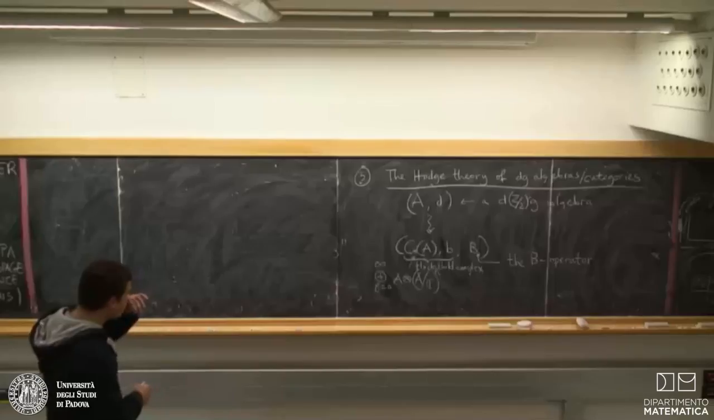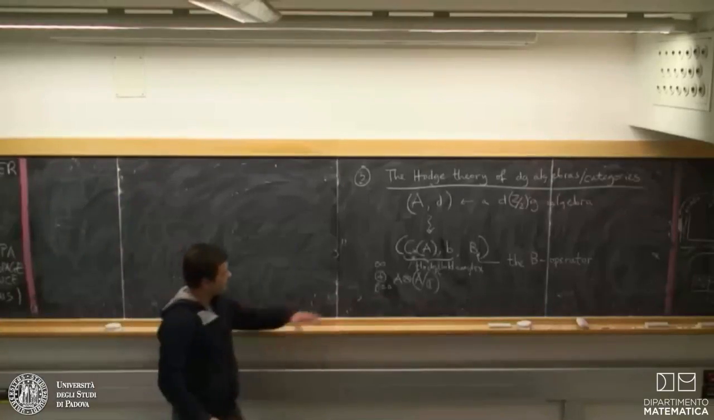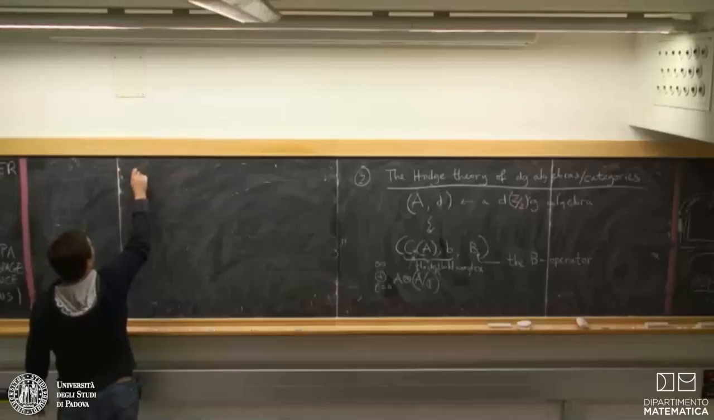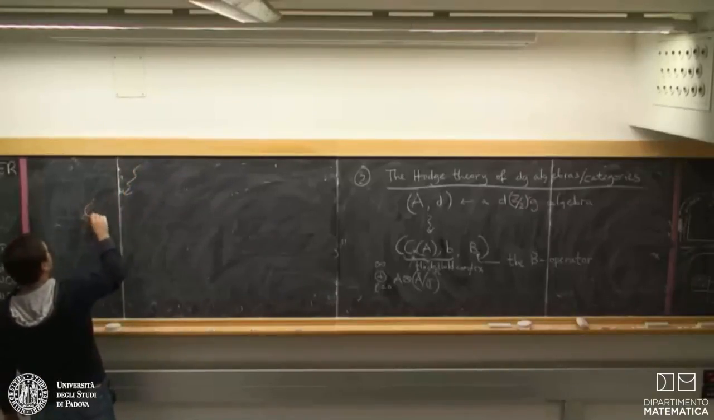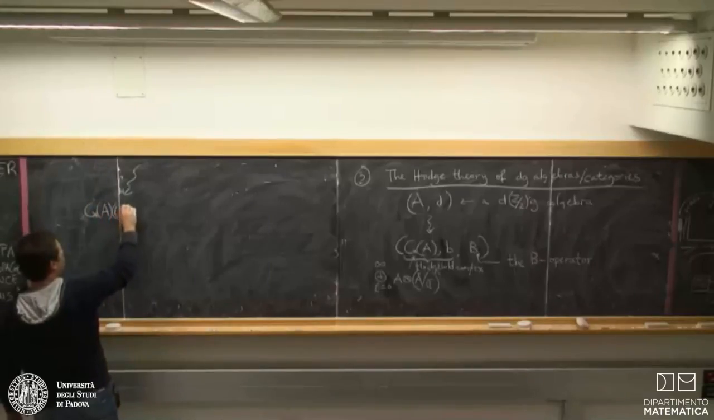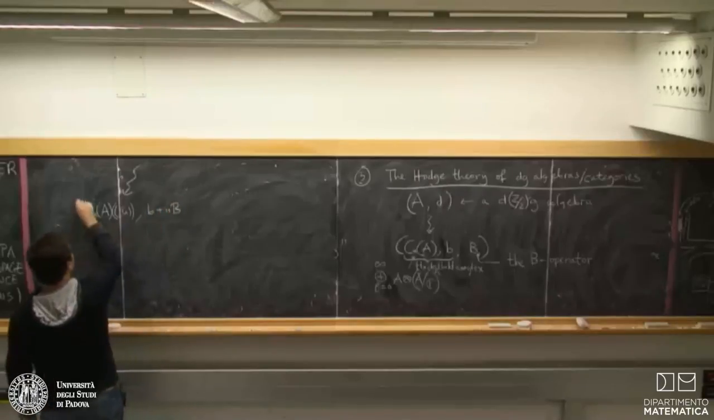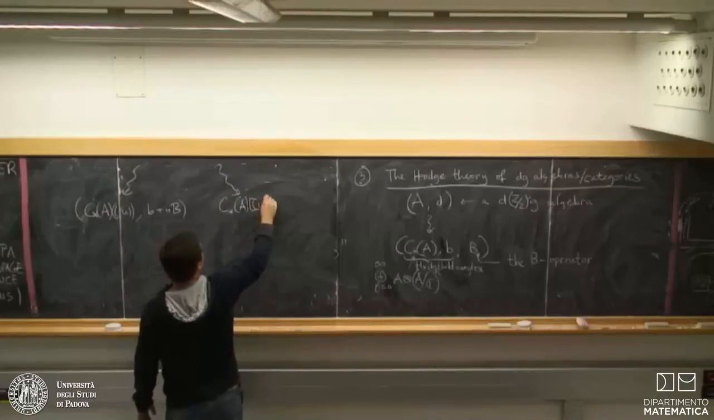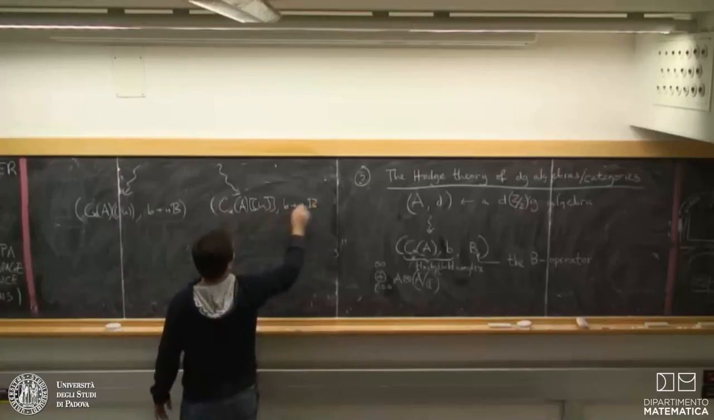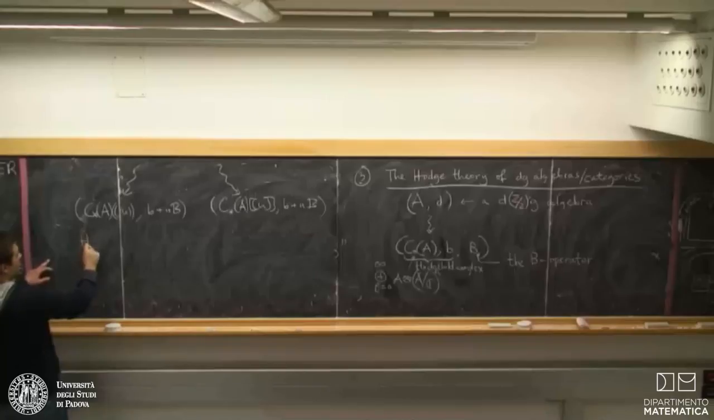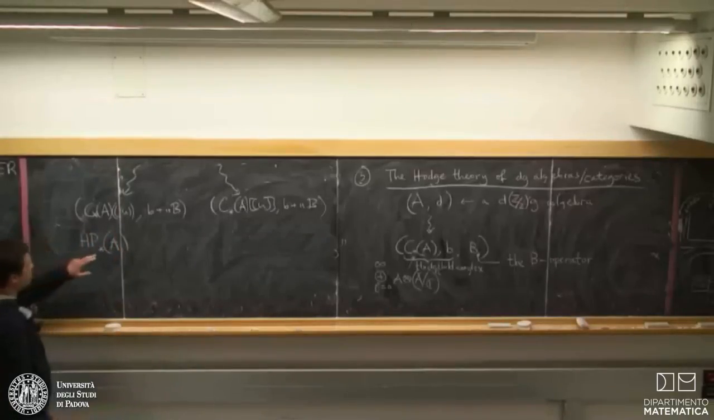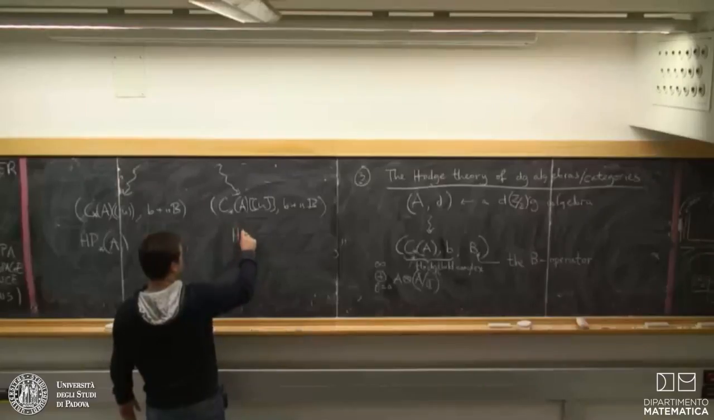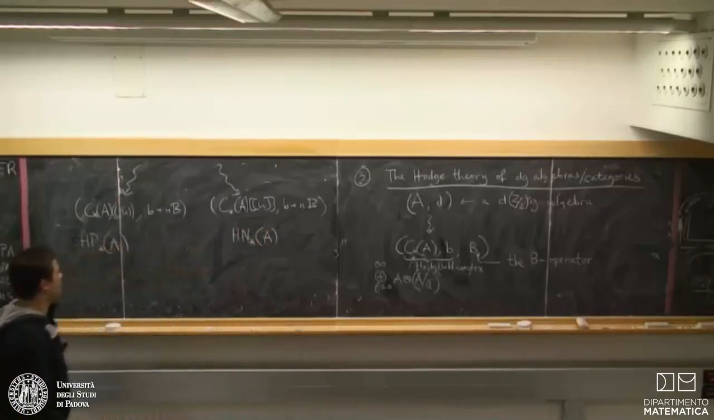Okay, so from this mixed complex, you can construct two complexes that resemble what we had before. Again, U is just a formal variable. The cohomology of this complex is known as the periodic cyclic homology of A. This is a vector space over the field of formal Laurent series. And the cohomology of this complex is known as the negative cyclic homology of A.